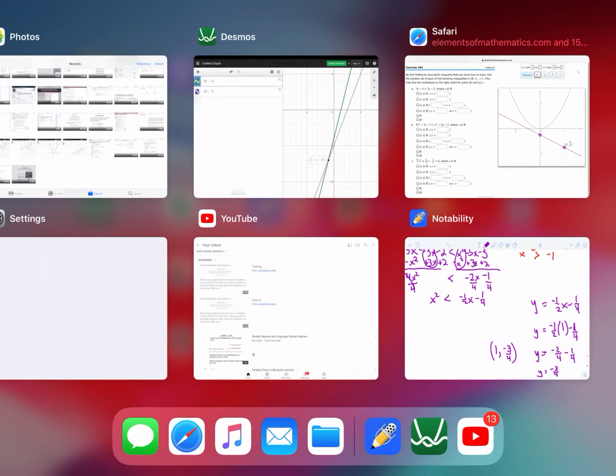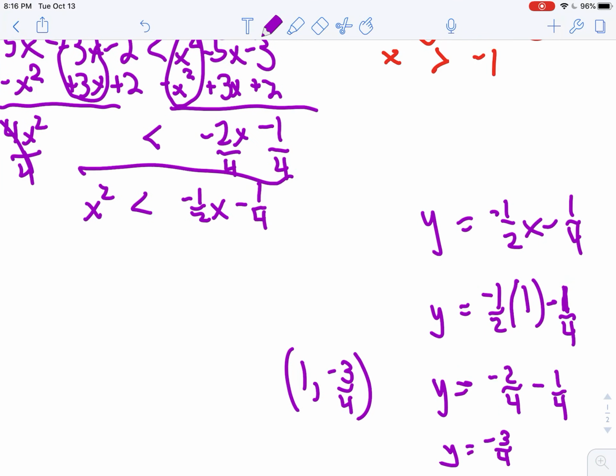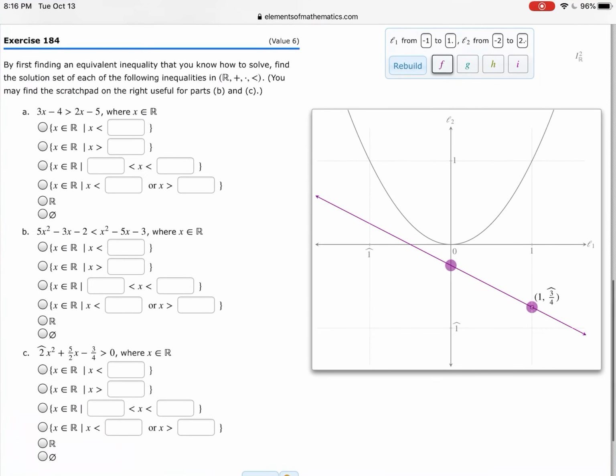And don't forget what it is you're trying to answer. You're trying to answer the question of where is x squared less than negative 1/2 x minus 1/4. And as we can see, it's nowhere. That's going to be an empty set. See? Hopefully that clears things up for you.